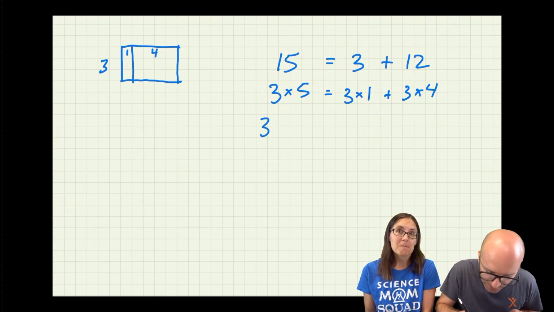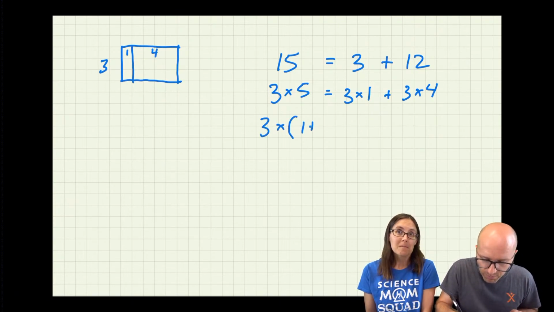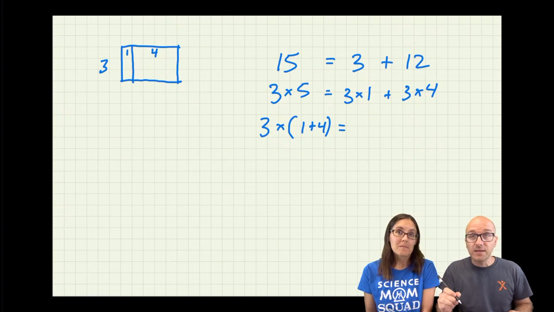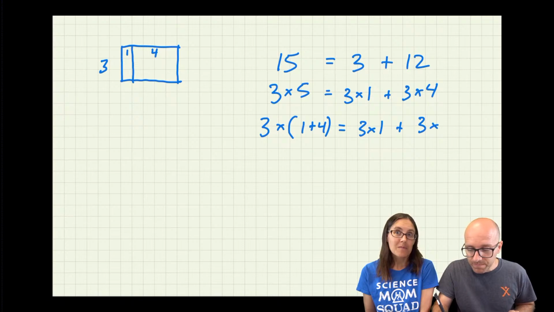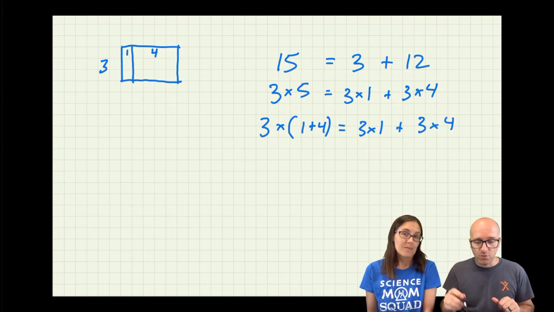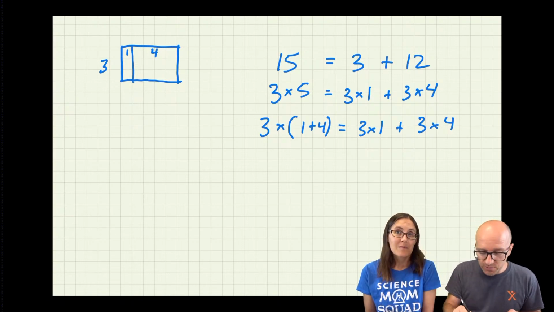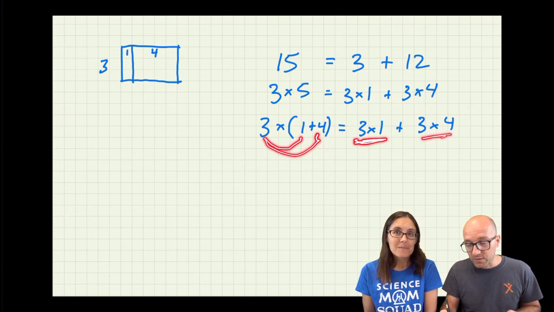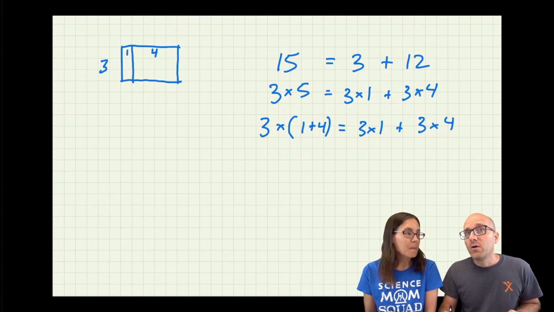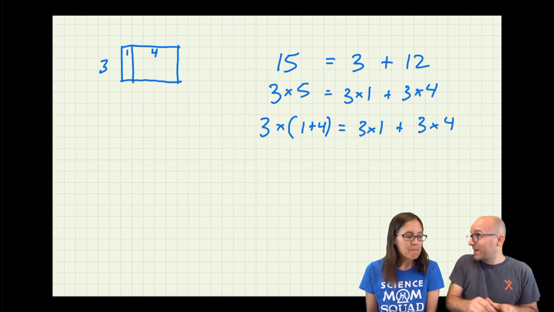I should have written it as 3 times the quantity 1 plus 4 is equal to 3 times 1 plus 3 times 4. And did I do it? Did I distribute this 3 to both of the numbers that were being added? Yep, the 3 got multiplied by the 1, and the 3 got multiplied by the 4. Now, okay, so that's with the picture.